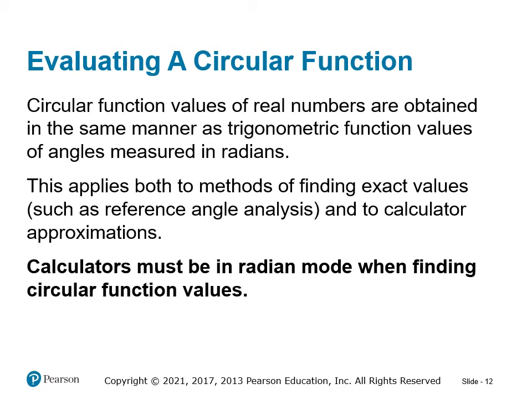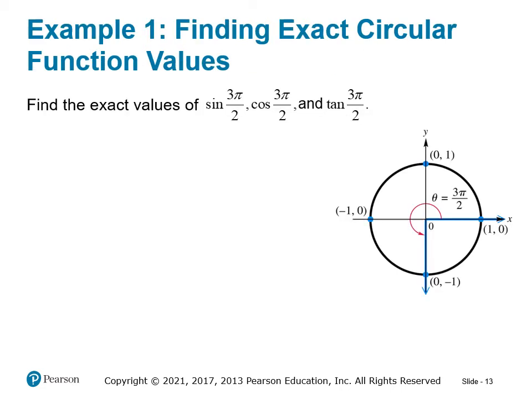When we're evaluating a circular function, the values of real numbers are obtained in the same manner as trig function values of angles measured in radians. This applies both to finding exact values, such as reference angle analysis that we already talked about, and to calculator approximations. However, as we've been learning, the calculators must be in radian mode when we're working with circular function values.